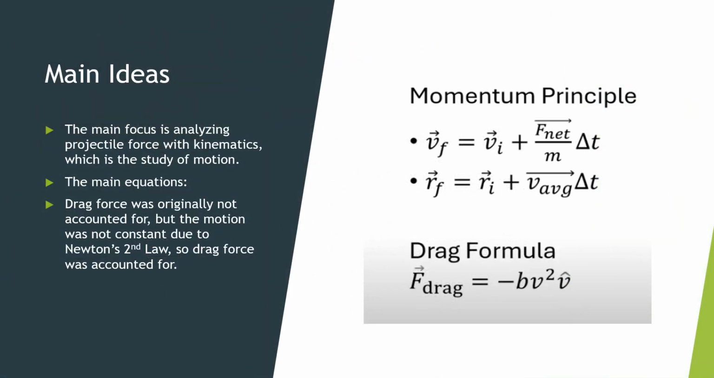The ideas of this lab: we analyzed constant force and projectile motion with kinematics, which is the study of motion. We used these main equations: Vf equals Vi plus F net over m times change in time, and Rf equals Ri plus V average times time, and then the drag formula, where B is a drag coefficient, then you have V squared, which is the magnitude, and then the unit vector of velocity for the direction.